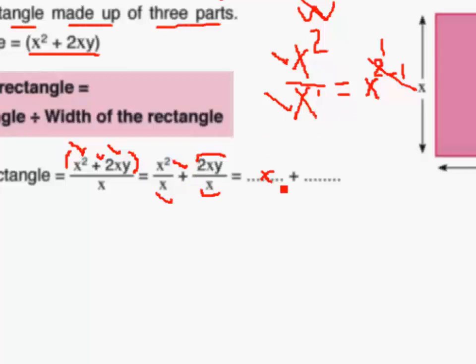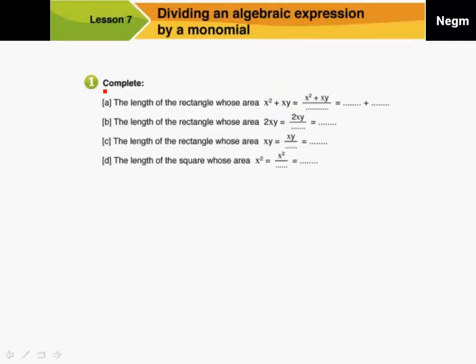Plus, we have 2xy divided by x. We can eliminate x with x. It will be equal to 2y. Complete: the length of the rectangle whose area is x squared plus xy.